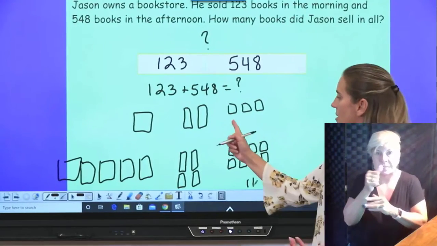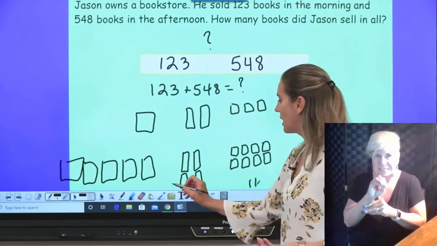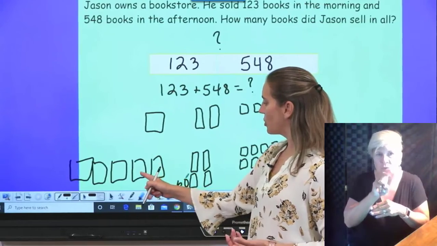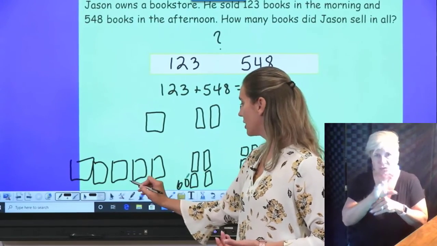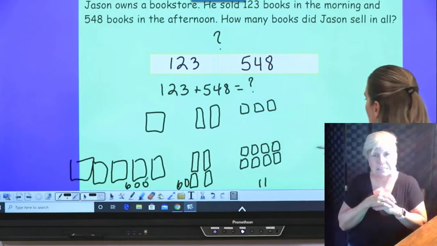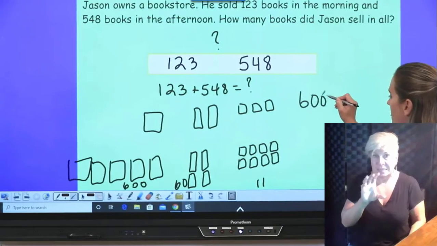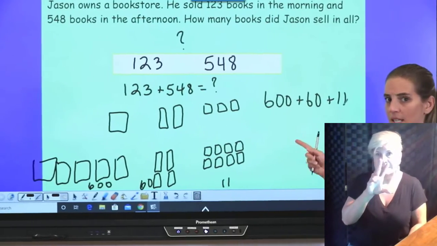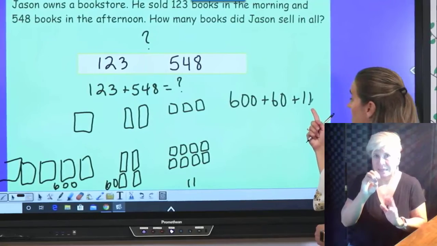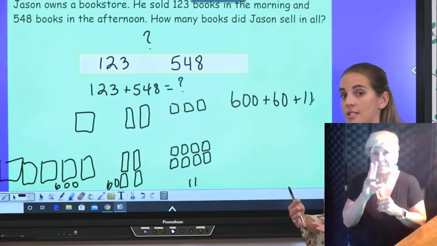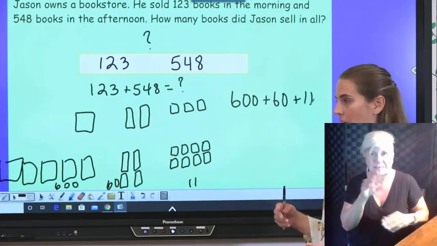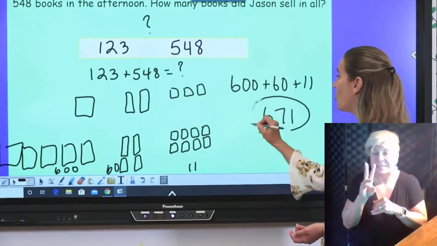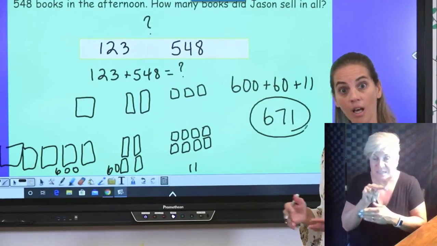Let's count by tens. 10, 20, 30, 40, 50, 60. I ran out of room down here. Let's count our hundreds. 100, 200, 300, 400, 500, 600. Oh my gosh. He sold a lot of books. 600 plus 60 plus 11. Let's see. 600 plus 60 is 660. I can break this apart into a 10 and a 1. So 660 plus 10 is 670. Then if I add that last one, I've got 671 books that Jason sold. That's a lot of books.